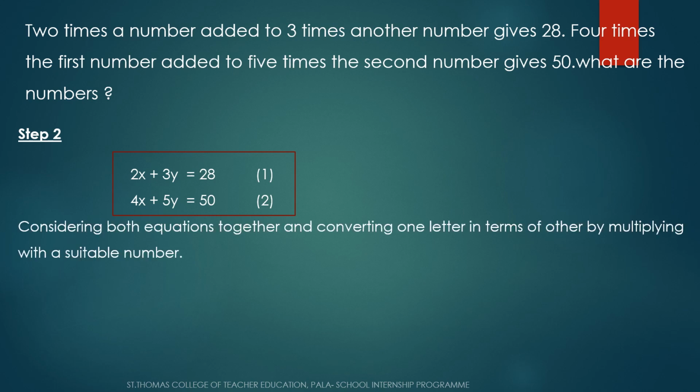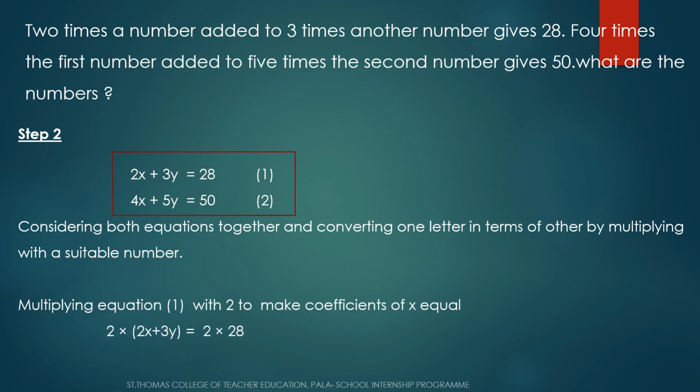Okay. Now, considering both equations together and converting one in terms of the other by multiplying with a suitable number. Here, what is a suitable number? Great. Good. It's 2. So, multiply equation 1 with 2 to make the coefficients of x equal, isn't it? Okay. So, 2 into the LHS, 2x plus 3y, equal to 2 into 28.